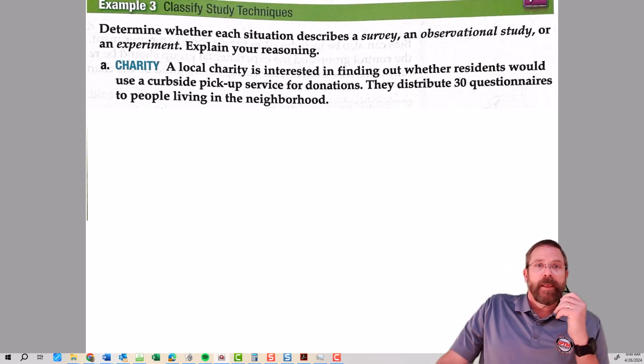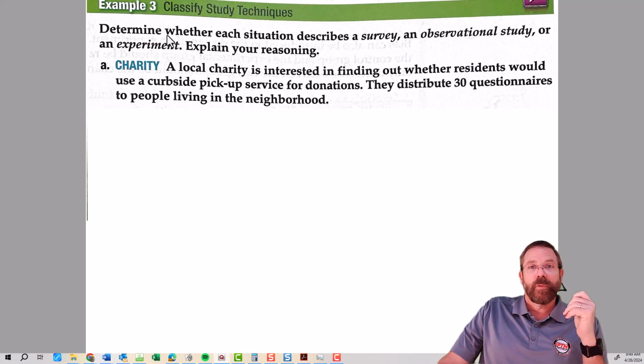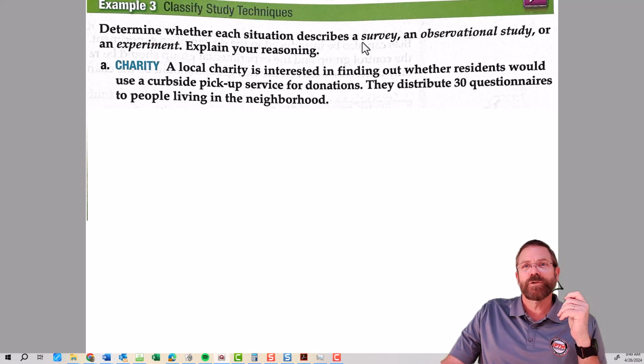Next, we're going to look at classifying types of techniques to determine whether each situation describes a survey, an observational study, or an experiment.